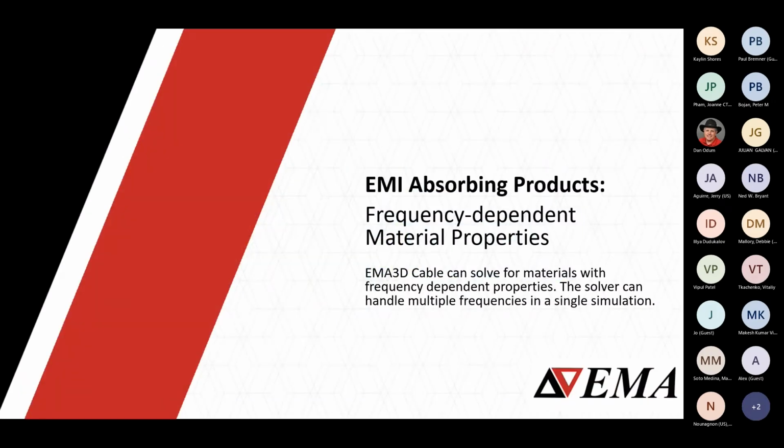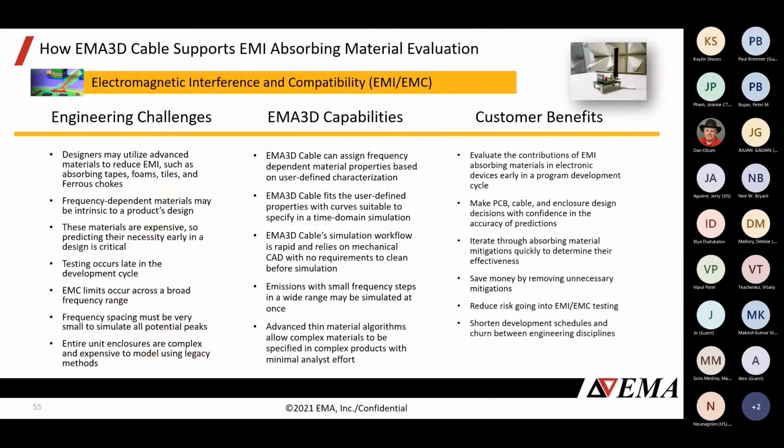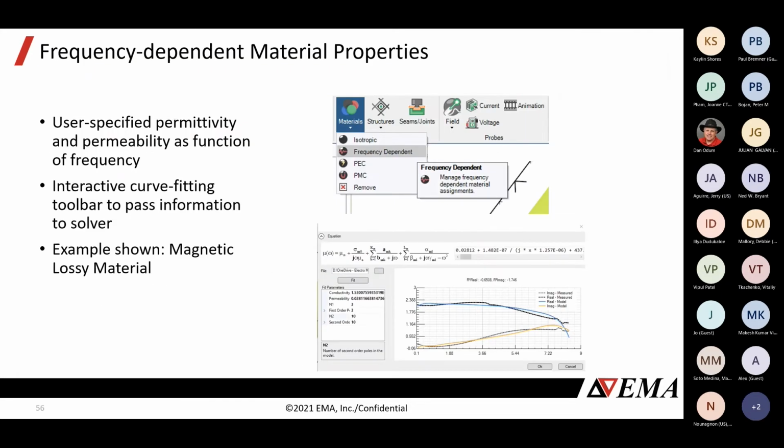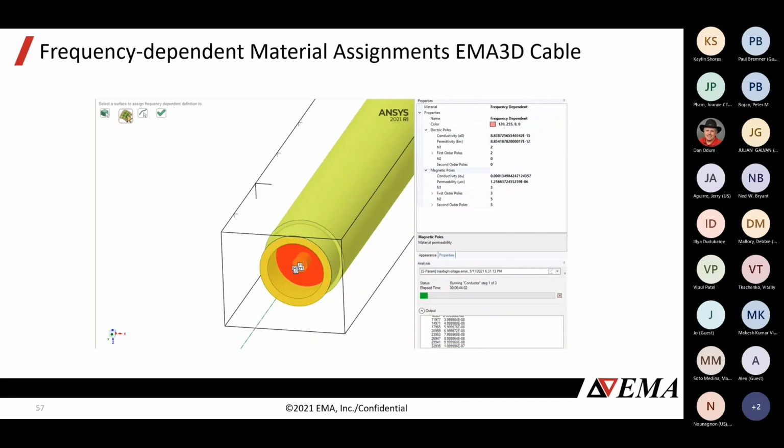Okay, we mentioned before, there are times where we may have frequency dependent materials. Maybe we have cable chokes that are ferrous. Maybe we have EMI absorbing tape, and they have frequency dependent properties. We need to be able to use our time domain solution like in EMA3D. How do we add in those frequency dependent properties? Luckily, in EMA3D, we have the ability to deal with frequency dependent properties, even though we're in a time domain simulation. So we've added this tool. We can import the permittivity and permeability as a curve. The real and imaginary parts of each curve can be imported, and then EMA3D Cable gives users the ability to fit to those curves to prepare for simulation.